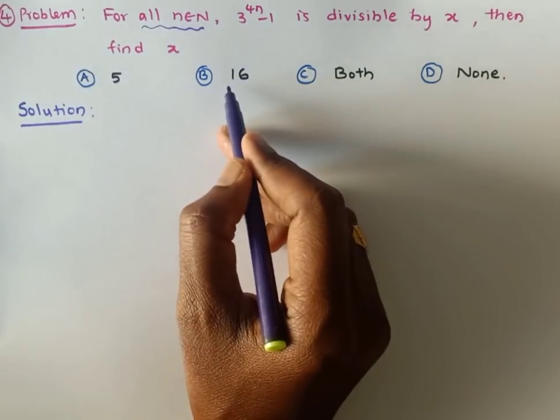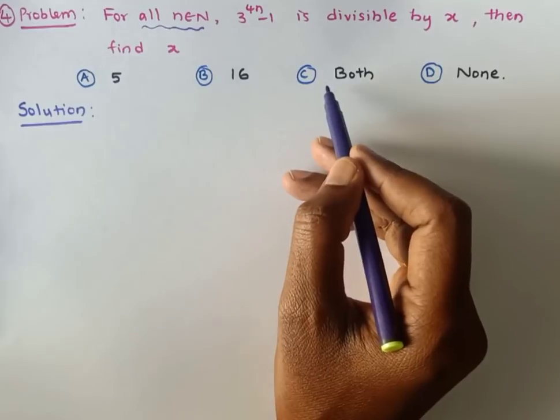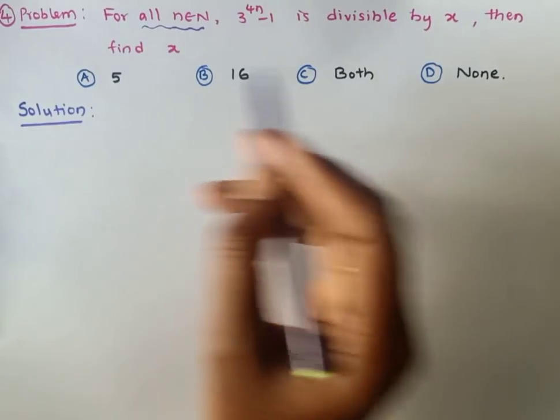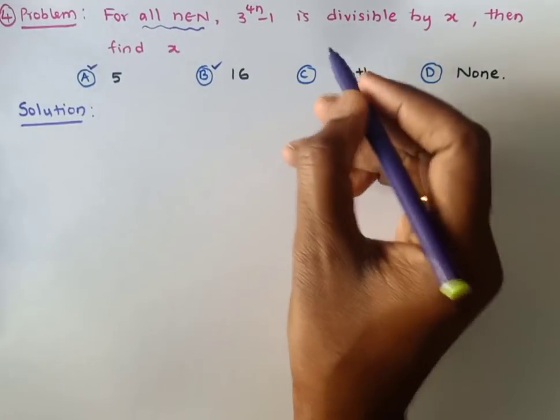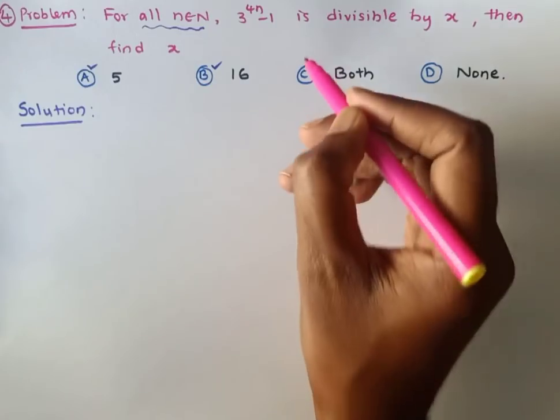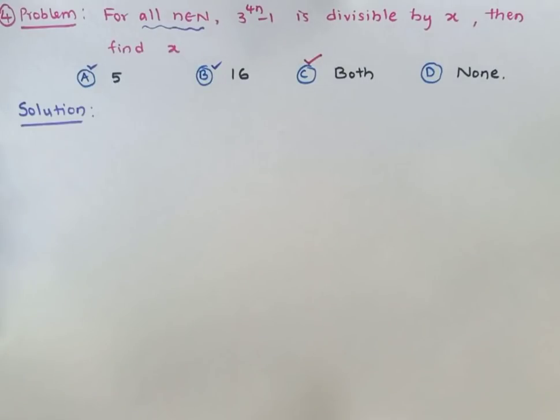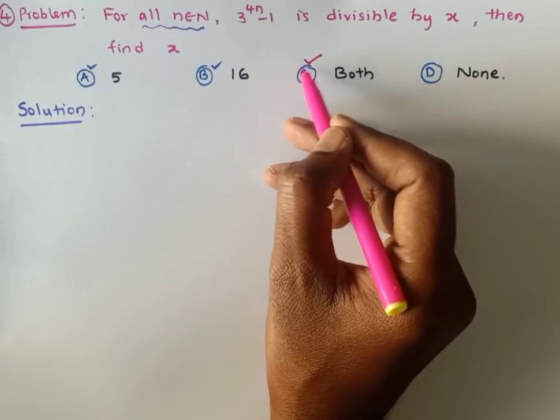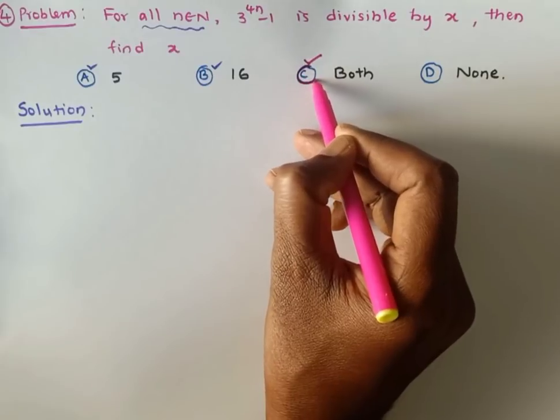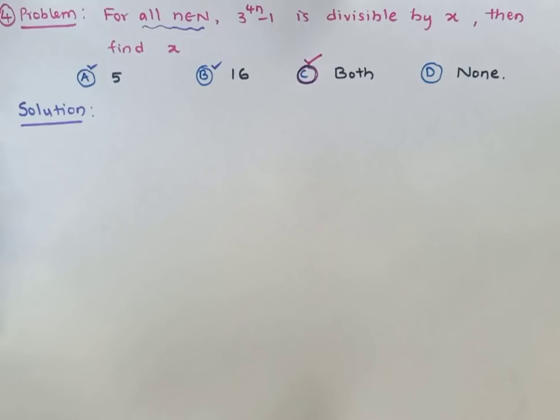So this is right. And 16? 80 by 16 is 5, so it is also divisible. So this is both, and D is none. So you can click A and B, that means you need to write the answer as C. Both 5 and 16 are correct. Okay, so you just need to tick mark only C, 5 and 16. So let's see the procedure to find the solution for x.